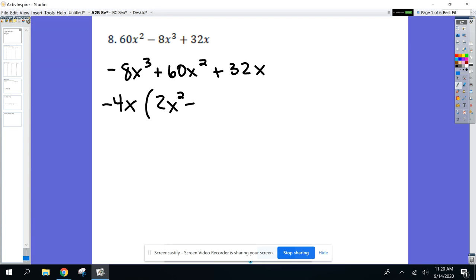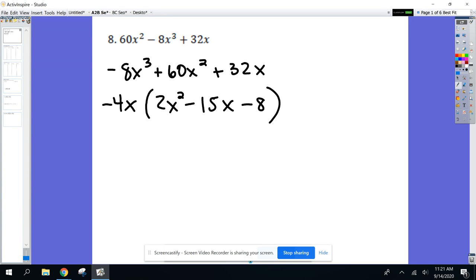So you're doing 60 divided by 4. Are you working on your Chromebook? Okay. See the little circle in the left-hand corner? 15. There we go. 15x. And then what's my last term here? Negative 8. Nice work. Okay, everyone else, we're good there?